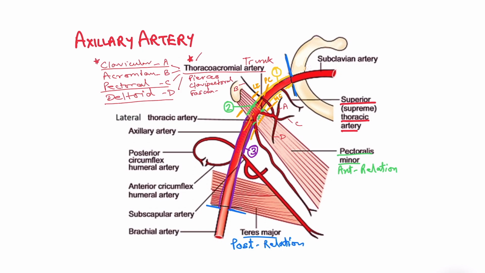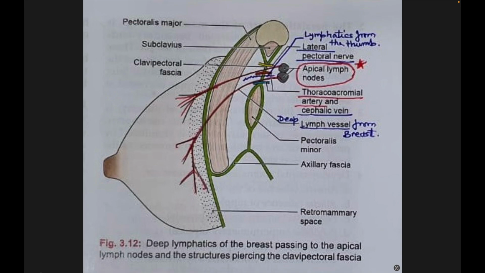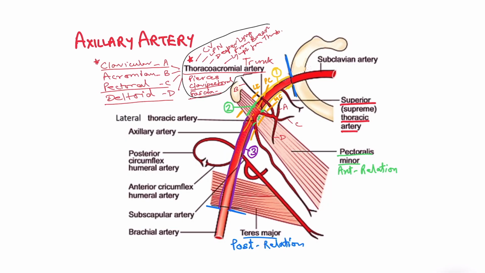Other structures which pierce clavipectoral fascia are the cephalic vein, then lateral pectoral nerve, and deeper lymphatics from breast and lymphatics from thumb. So there are five structures: an artery, a vein, a nerve, and two lymphatics. They are the five structures which pierce clavipectoral fascia. Let me write everything here.